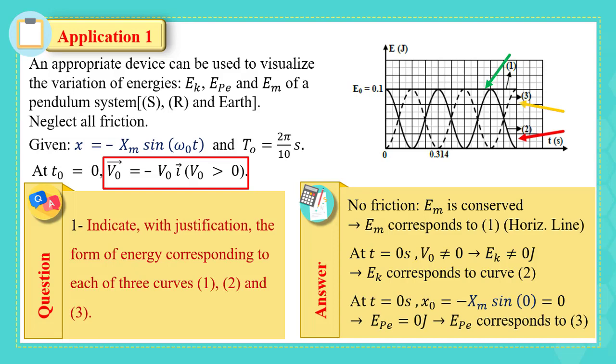Finally, at t equals 0 seconds, replace this value in the x function, then we can find that x0 is 0, so the elastic potential energy should start from 0, and 3 is the one for elastic potential energy.